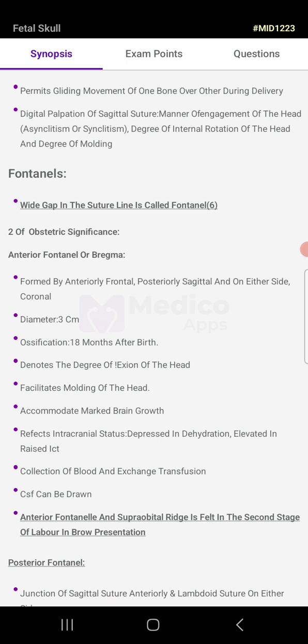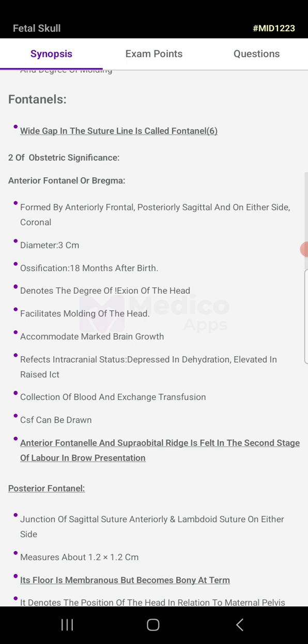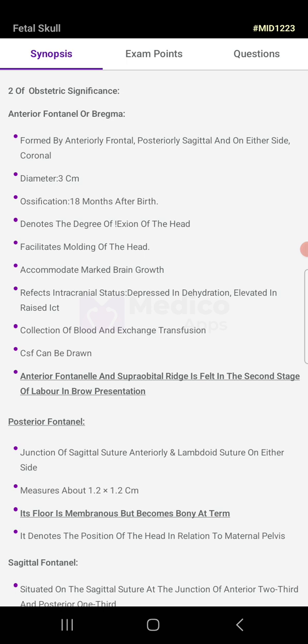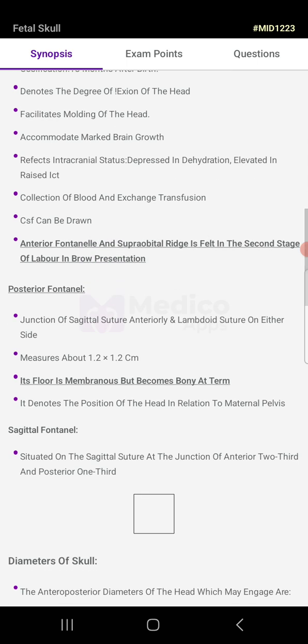It denotes the degree of flexion of the head. Facilitates molding of the head. Accommodates marked brain growth. Reflects the intracranial status: depressed in dehydration, elevated in raised ICT. Used for collection of blood and exchange transfusion. CSF can be drawn. The anterior fontanelle and the supraorbital ridge are felt in the second stage of labor in brow presentation.